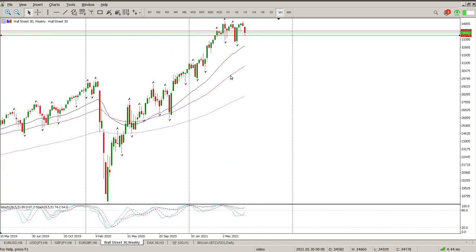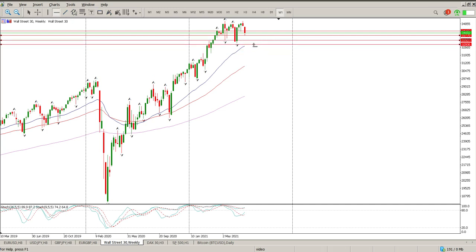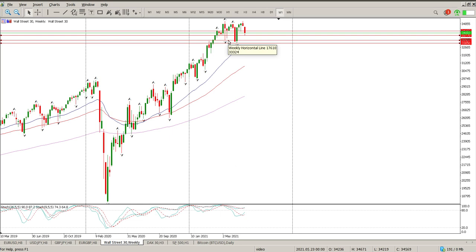And if you look at the weekly, oscillators all over the place, nothing really indicating anything, but we do want to draw in these two levels on the weekly, and they are 33,324 and 33,050, and more than likely 33,000. So those are levels we want to pay attention to, because that to me is the bottom of the actual range.